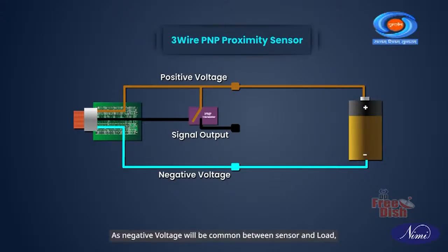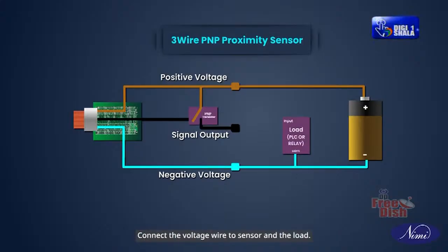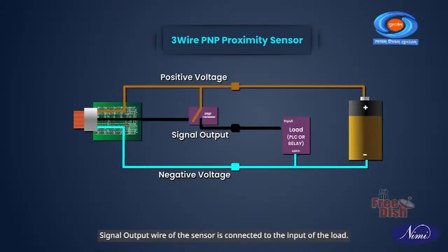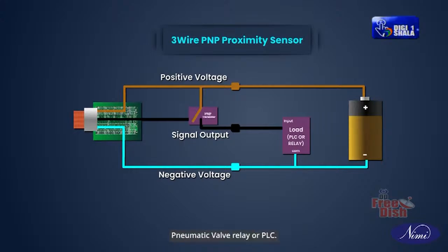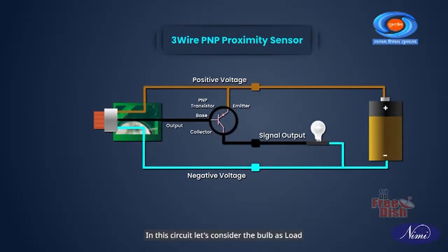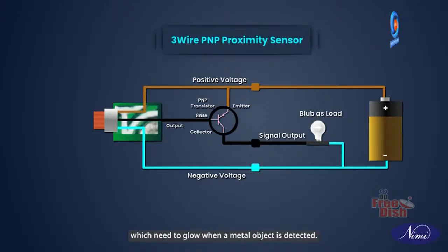The PNP transistor is installed between the positive voltage wire and sensor signal output wire. As negative voltage will be common between sensor and load, connect the voltage wire to sensor and the load. Signal output wire of the sensor is connected to the input of the load. A load can be any device that sensor powers, like a lamp, pneumatic valve, relay, or PLC. In this circuit, let's consider the bulb as load, which needs to glow when a metal object is detected.